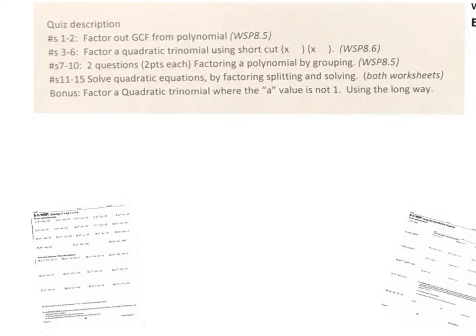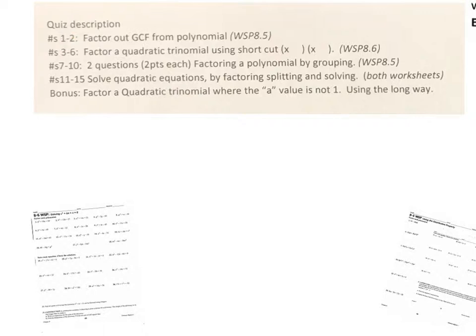Here's the exact breakdown. It's a 13-question quiz, even though when you look at this, it says 15. Well, questions 7 and 8 is really one question. Questions 9 and 10 is really one question. In other words, those questions specifically are factoring by grouping. They take a while. That's why they're worth 2 points each. So I want to go through the description of the quiz.